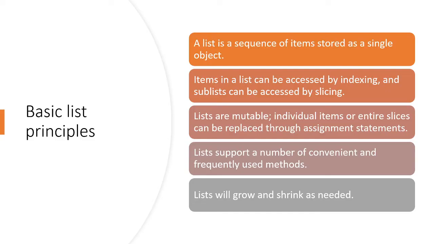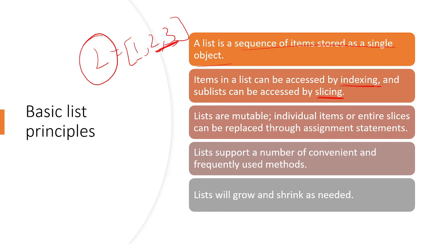So a list is a sequence of items stored as a single object. Why are they saying single object? Sequences of 3 items stored with a single name called L. Items in a list can be accessed with the help of indexing, and a sublist, if I want only this part, can be accessed with the help of slicing. We know how to do indexing and slicing, do we?